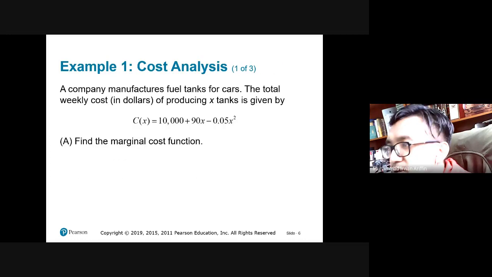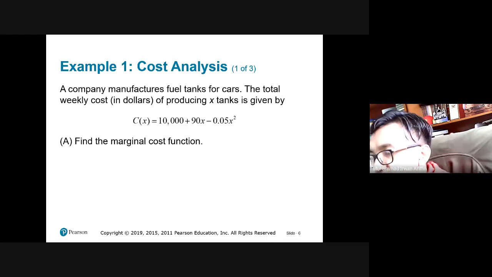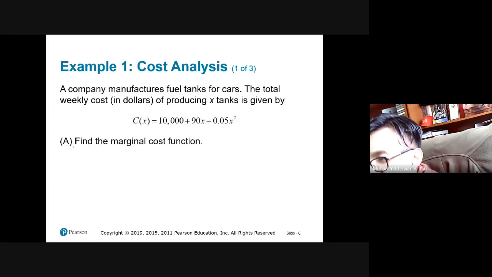So let's say we have this example, the cost analysis. We have a cost function which is like this. This is the weekly cost in producing x number of tanks. Now, first task, we need to find the marginal cost function. So how do we find the marginal cost function? We simply differentiate, we simply find the derivative. Now, this consists of three terms. So how do we then differentiate? So how do we find the marginal cost? Can we do this together?